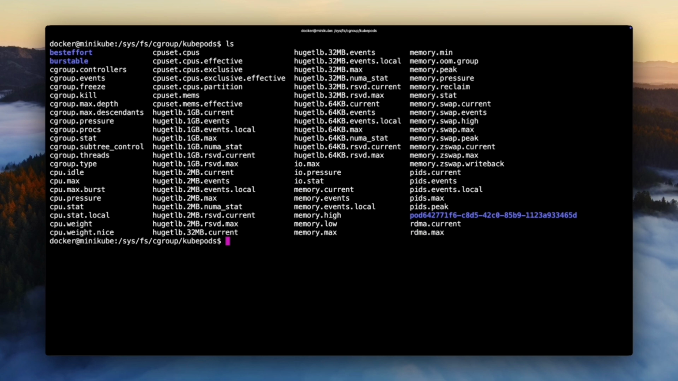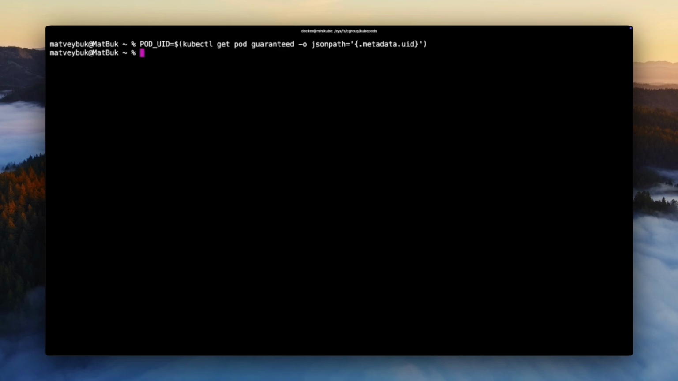Kubernetes creates 3 tiers based on quality of service class. First one is besteffort. It's lowest priority and equals to best effort quality of service pods. Next one is burstable. It's medium priority, and then pod UID, it's highest priority. It's guaranteed pods directly under kubepods. And this separation enables differentiated eviction and resource allocation. The kernel enforces different resource limits for each tier.